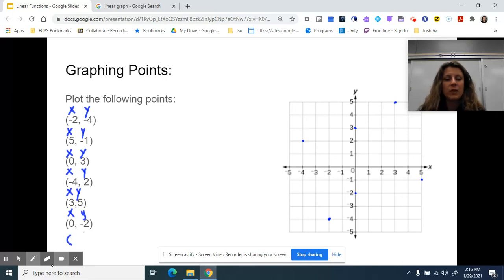Let's say we wanted to plot the point 4, 0. Okay, so now notice we have the x value of 4, but the y value is now 0. So I'm going to move right 4, x value is positive, but I'm not going to move up or down at all because the y value is 0. So that point would be right here.